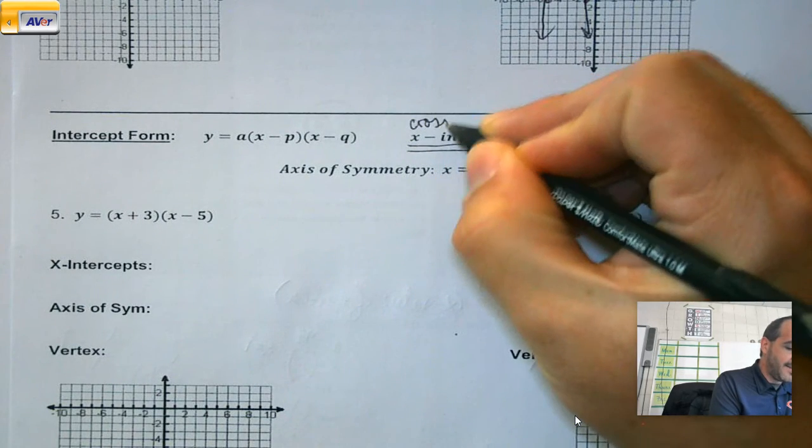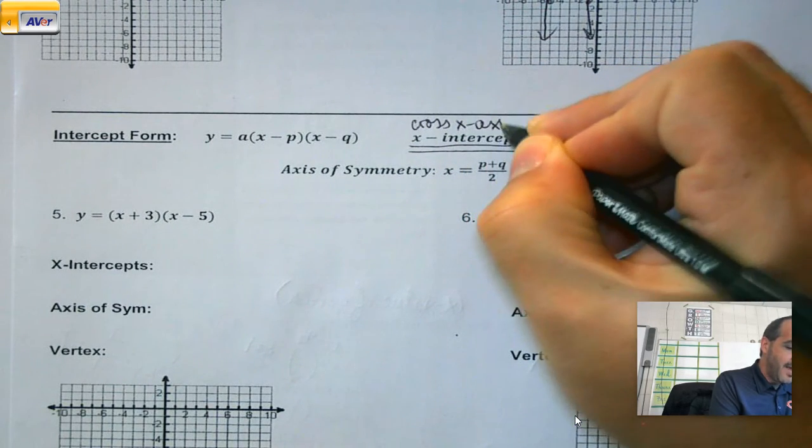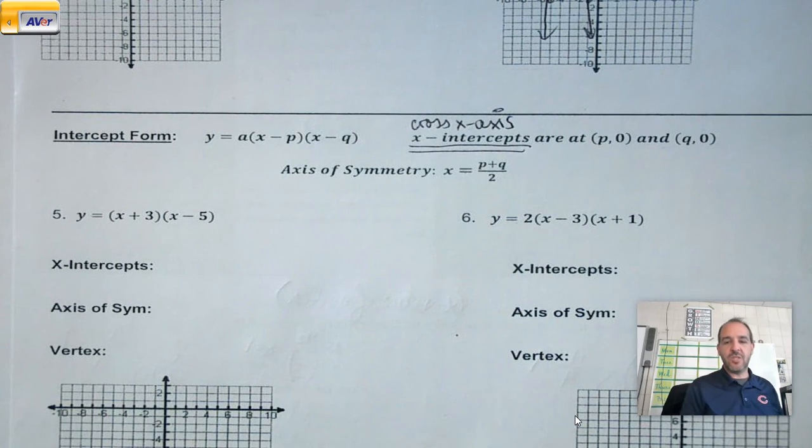Where it crosses the x-axis. And the form is going to give us those two values. And then we find our axis of symmetry, our x value of our vertex, by using those intercepts. So here's how this works.